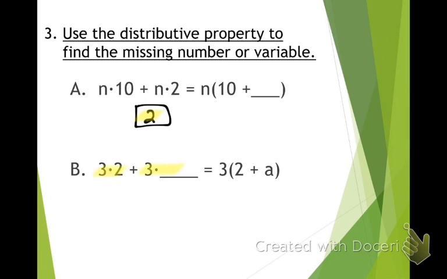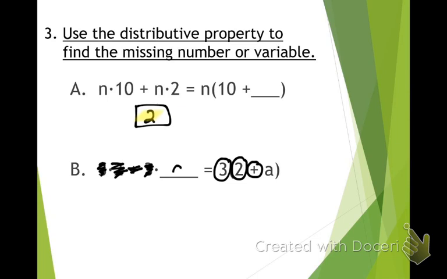3 times 2 plus 3 times something. What is the number that both of those two have in common? 3. A 3, okay? So we know that this 3 and this 3 is becoming that 3. Next up, I am left with a 2, which is that 2. I have a plus, which is that plus. What is left on the right side? A. So what do I need to put in the blank on the left side?